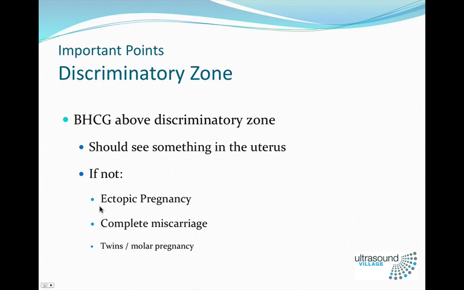That means it could be an ectopic pregnancy. It could be a pregnancy that isn't in the uterus. Or it could be a complete miscarriage. So the patient has actually had a miscarriage and their beta HCG hasn't come down yet. Occasionally, twins or multiple pregnancies can have a very high beta HCG, but the gestations are so small still that you don't see anything. And molar pregnancies, or gestational trophoblastic disease, can also have very high beta HCGs.